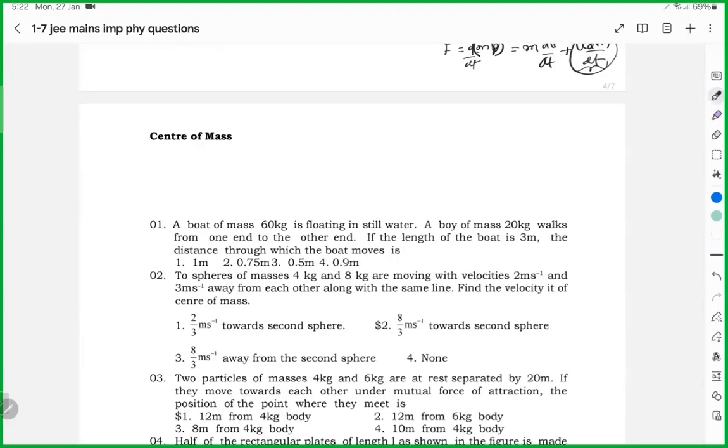Here, the length of the board, the distance. So there is no external force. No external force, so the actual force here is the force on the center of mass. When the external force is zero, the center of mass velocity will be constant. Center of mass, based on that you have a question.